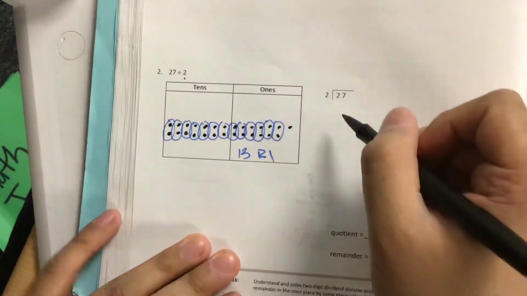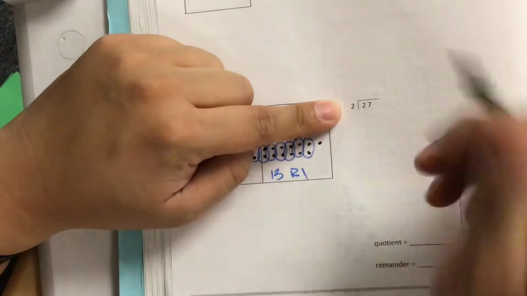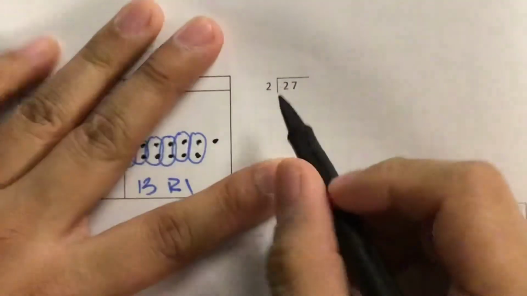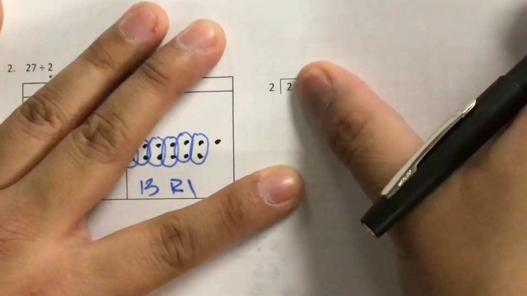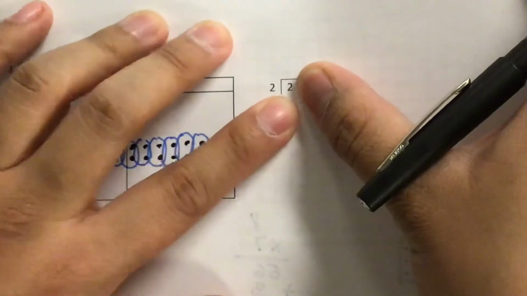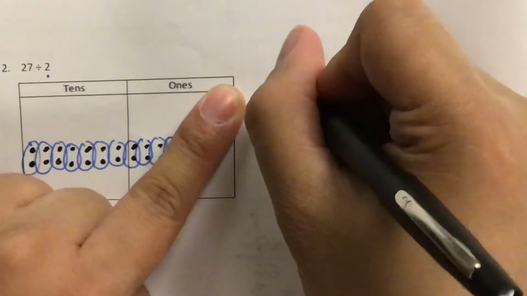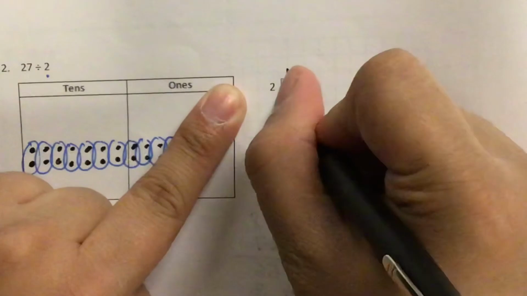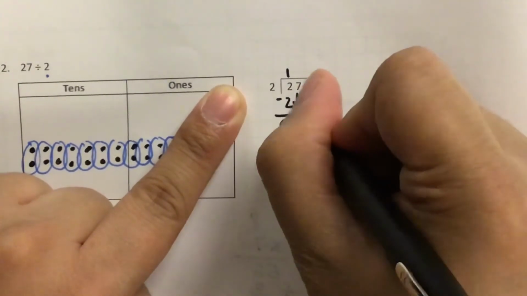So let's see if it matches with our long division here. Right now, it's a little hard to see because of the light. But here we have 27 divided by 2. We're going to work with our very first number. 2 divided by 2. How many times can 2 go into 2? Well, 2 times 1 equals 2, so it's going to be a 1. 2 times 1 equals 2, and then 2 minus 2 equals 0. Then we can bring down the 7.